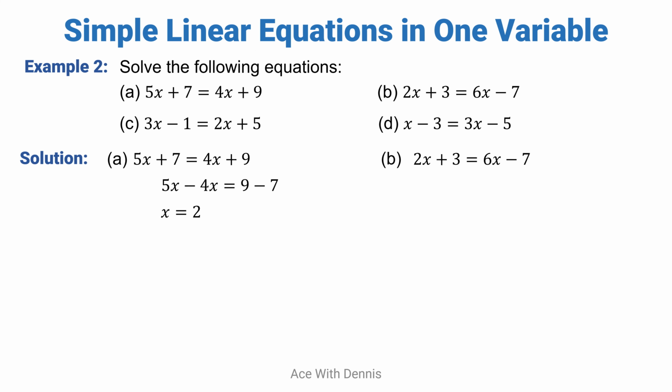For B, 2x plus 3 equals 6x minus 7. So for this case, we can move the 2x to the right hand side instead of move the 6x to the left hand side, because we want to try to make the x term to be positive. Then the minus 7 at the right hand side will move it to the left hand side. Then it becomes plus. So the equation becomes 3 plus 7 equals 6x minus 2x, which is 10 equals 4x. Hence x equals 10 over 4. Simplify, we get 5 over 2, change to proper fraction or mixed fraction, which is 2.5.